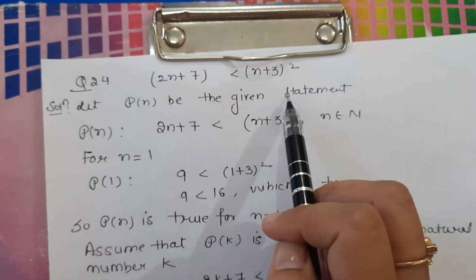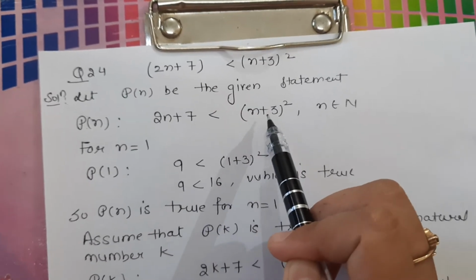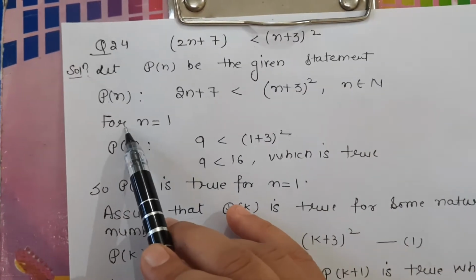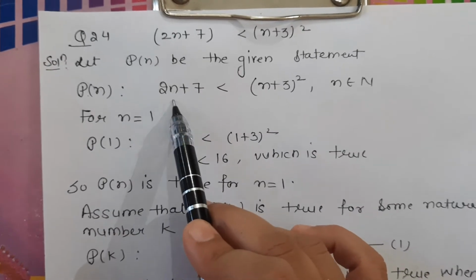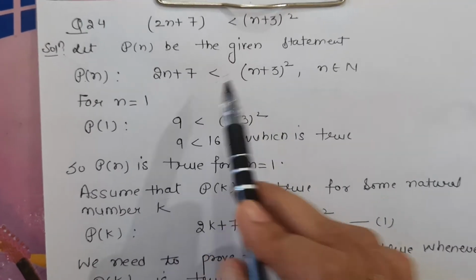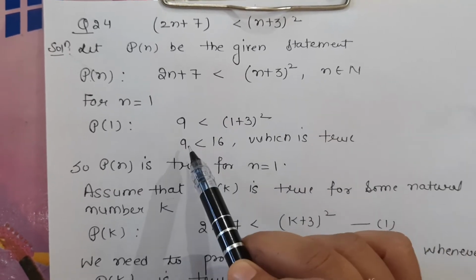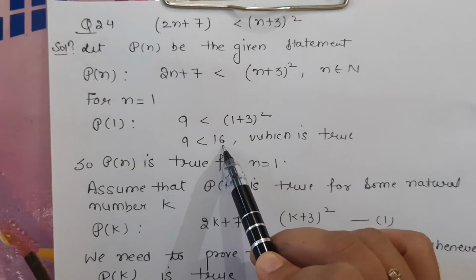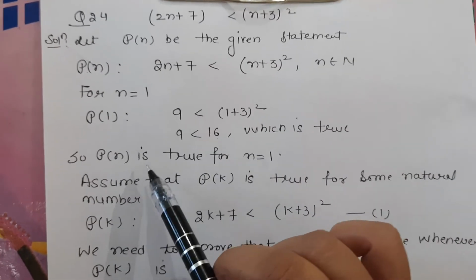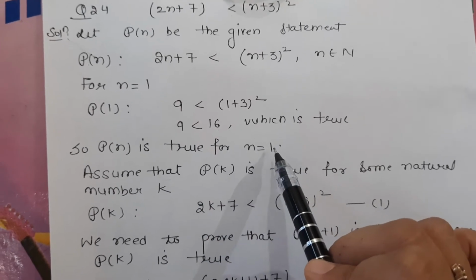Let P(n) be the given statement: 2n + 7 < (n + 3)² when n belongs to the natural numbers. First step, for n = 1, put n = 1. You'll have 2 + 7 = 9. This is less than (1 + 3)², that is 4², 16. Is 9 less than 16 true or false? This is true. So we have shown that this result is true for n = 1.